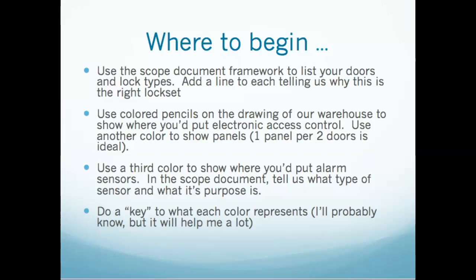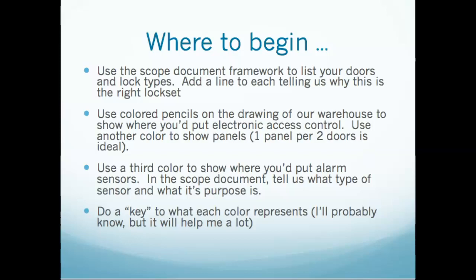Use one color for readers of some kind, right? Use another color for your panels. Where would you put the panels? You just want them closest to where your readers are, and you're going to need one panel for every 2 readers that you put on doors, right? Use another color to show me where you put alarm sensors. So you just put a little mark over top of the door, next to the door, that I'm going to put an alarm sensor here, okay?